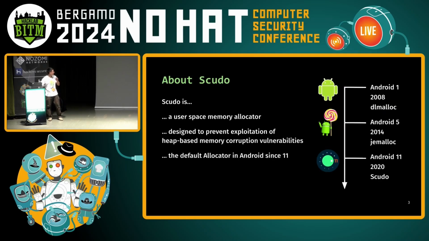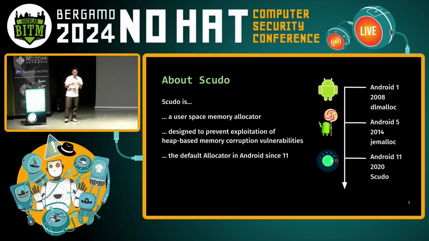This talk is about Scudo, the titular hardened memory allocator. So what is Scudo? Scudo is a user space memory allocator. So it implements the dynamic memory allocation and deallocation APIs that you know and love, so malloc or free.